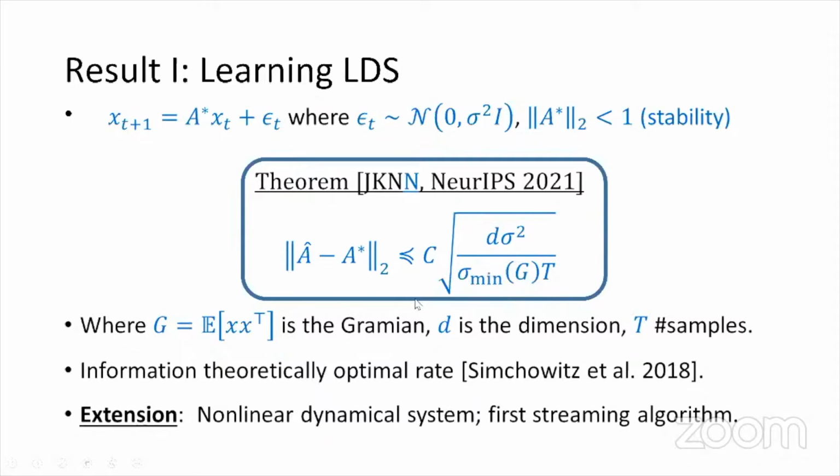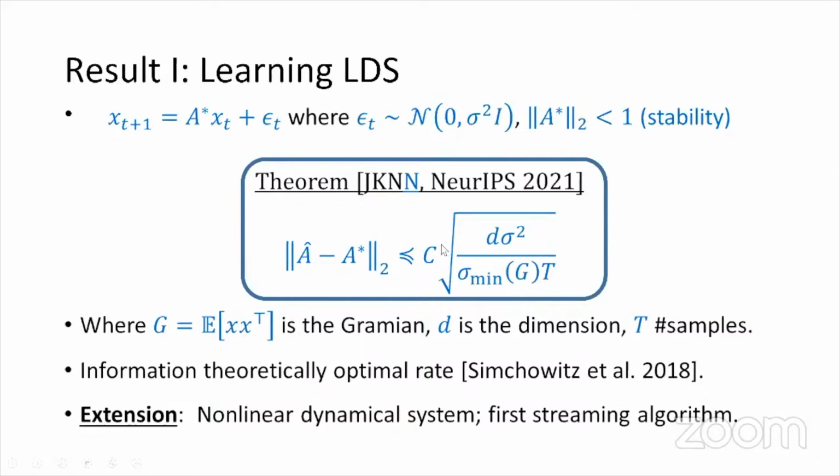While this looks somewhat complicated, the important point to note is that this is information theoretically optimal, and we cannot do better than this rate under these same assumptions. So what this means is that the algorithm that we are proposing is indeed close to optimal. I'm not saying exactly optimal because there are some log factors that I'm not including here.